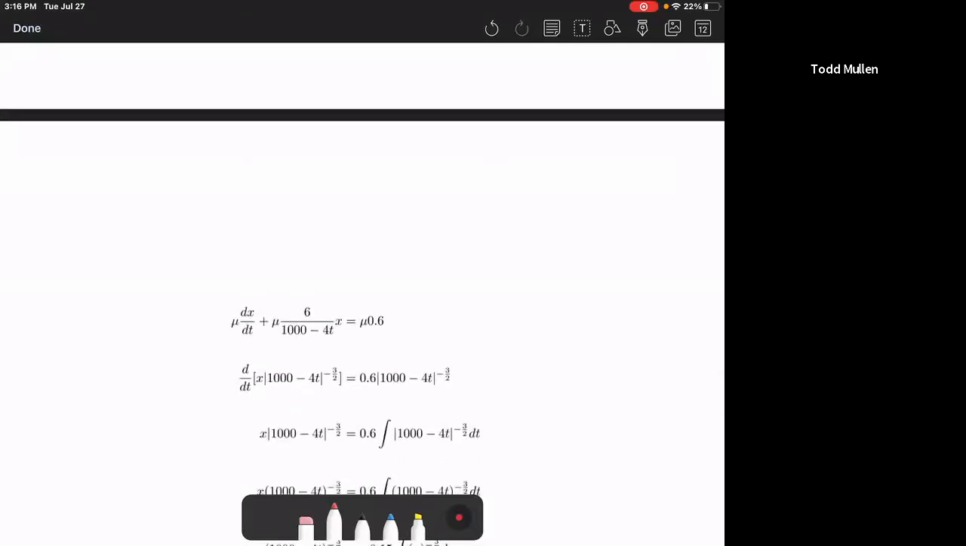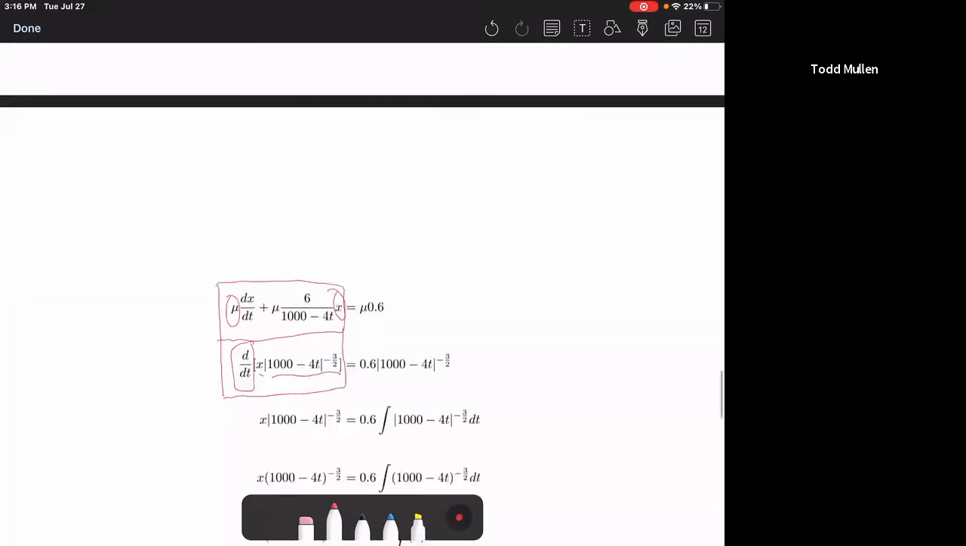We multiply both sides of the equation by mu. And now the left side, as is always the case, starts to look a little complicated, but we've done all this for a reason. We know that it is just the derivative of mu times x. So that's how we write it, as the derivative with respect to t of mu times x. The right side of the equation, though, we're going to need to calculate an integral of.